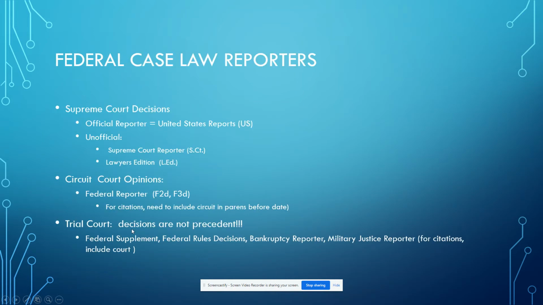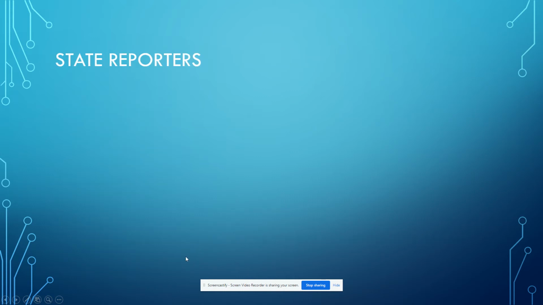The trial court decisions, remember, trial court decisions are not precedent. They can be used for persuasive means, but never are mandatory on a court. There's a bunch of them. Federal Supplement, Federal Rules Decisions, the Bankruptcy Reporter, Tax Court Reporter, a bunch. And if you are citing to those, always include the court.